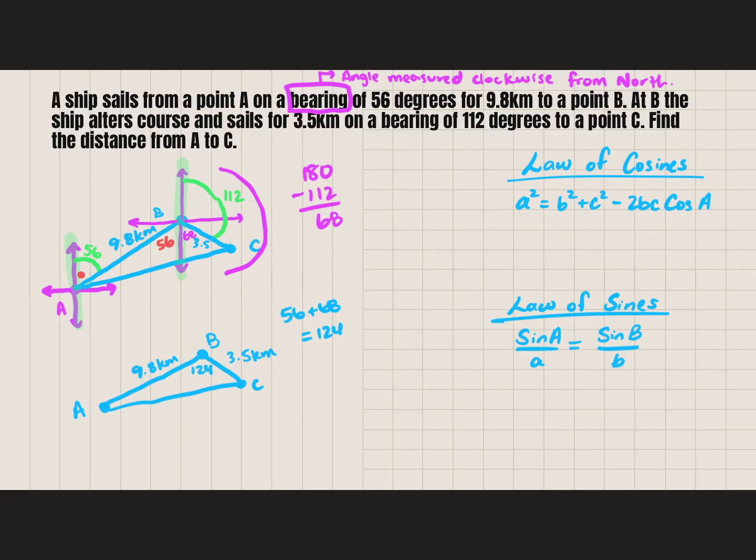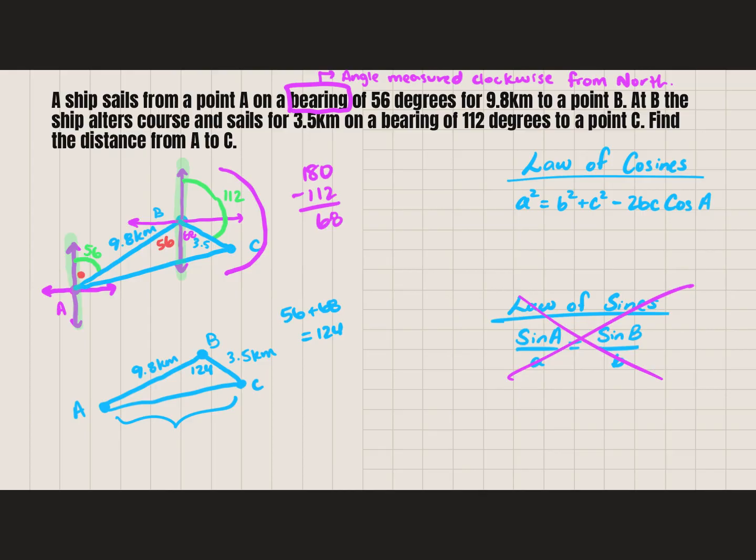With that information now, I can go ahead and use either law of sines or law of cosines to solve for A to C. Well, I can't use law of sines right now because in order to use law of sines, I need to have at least one pair where I have an angle and the side across from it. And unfortunately, I do not have a pair of that, so law of sines in this case is completely irrelevant to me. I have to use law of cosines.